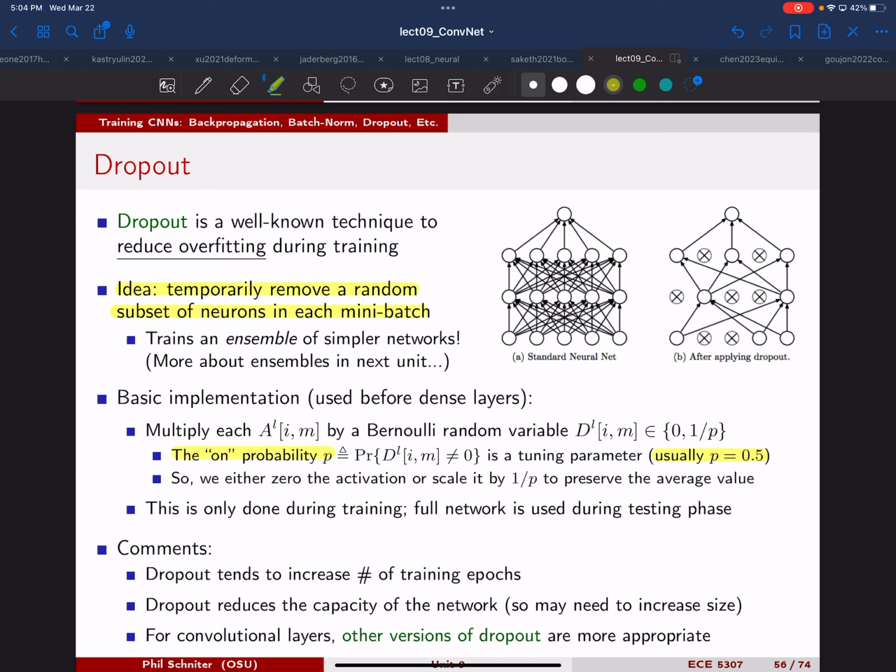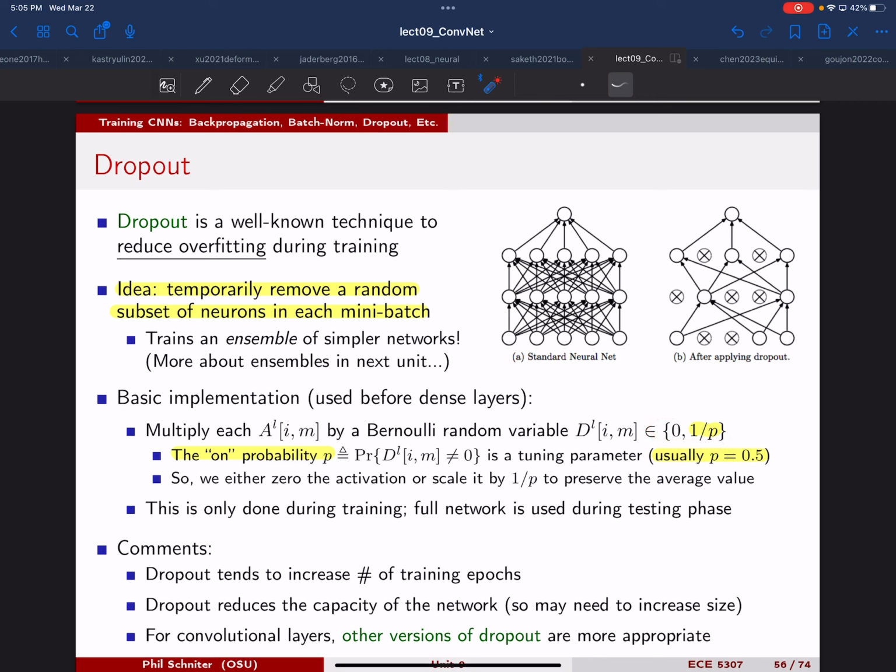So let's imagine that your on probability is 1/3. So 1/3 of the time a given neuron is on, and 2/3 of the time it's off. When you do that, you want to scale its value by 1/P whenever it's on. So if it's on 1/3 of the time, when it's on, you multiply it by 3. The reason is so that on average, it has the strength of 1. The average value of these two numbers, when you choose the second one with probability P, is 1.